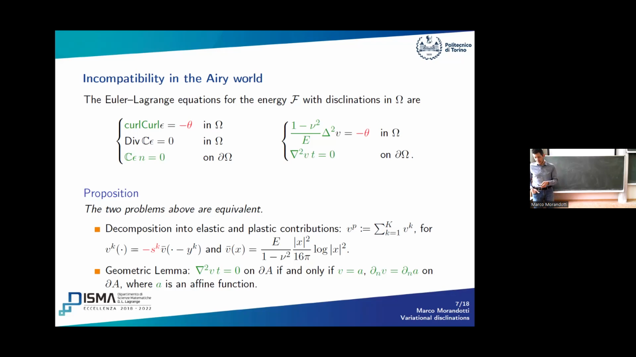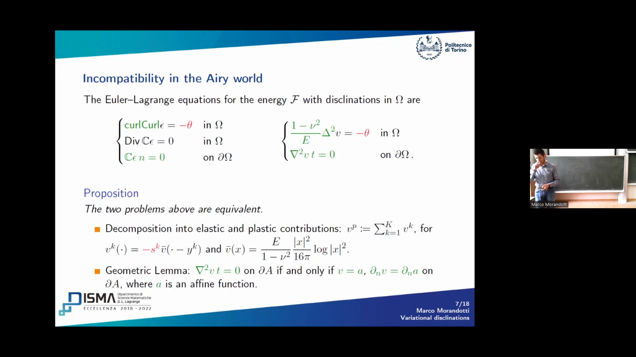And then we may translate them. We do this operation here: instead of x, we put x minus y_k for each of the k's, and then we pre-multiply by the Frank angle. And this v_k is the one that encodes the presence of a disclination with Frank angle s_k in position y_k in our material.